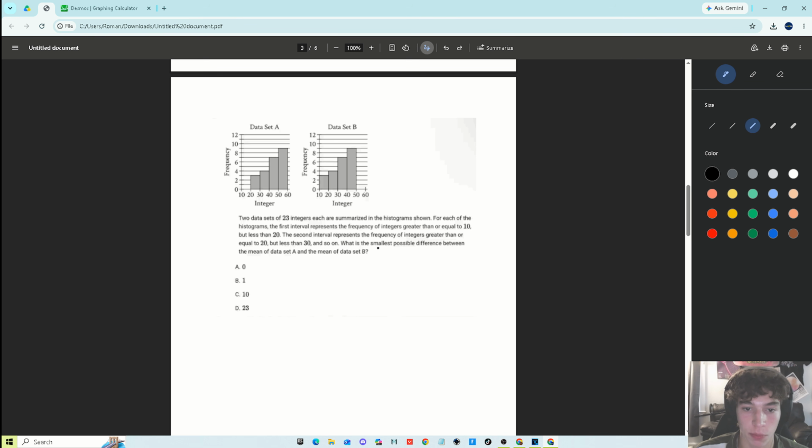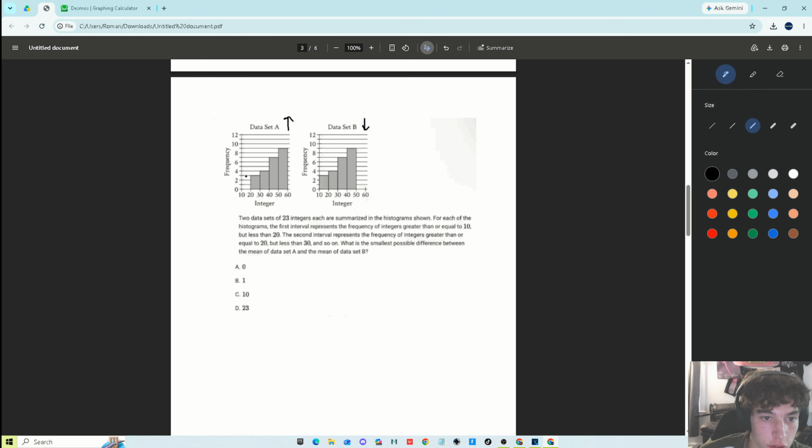And they're asking for the smallest possible difference between the mean of A and the mean of B. So how you solve this is we have to find the greatest possible value for data set A and the lowest possible value for data set B. So what we can do is just go through each column here.